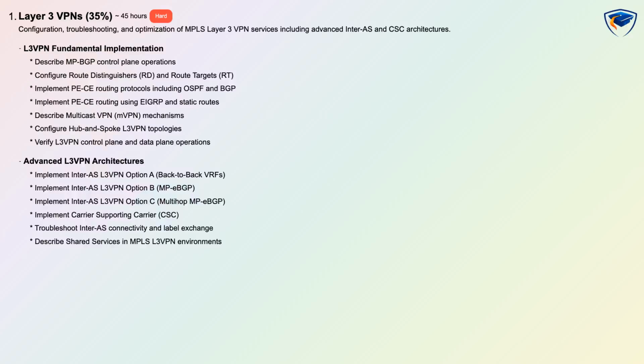The curriculum includes multicast VPN concepts, hub and spoke topologies, and verification of both control plane and data plane operations. Advanced Inter-AS options A, B and C and carrier supporting carrier architectures are covered, along with troubleshooting Inter-AS connectivity, label exchange and shared services in MPLS L3 VPN environments.